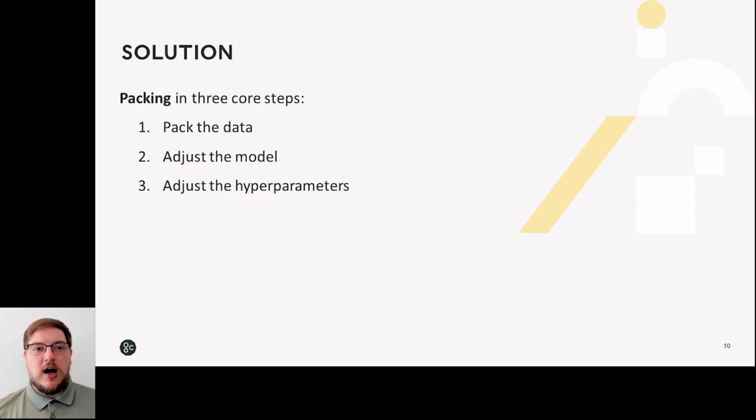So, how do we get rid of the padding? Our approach we call packing, and it consists of 3 core steps. First, we have to pack the data. This means we have to concatenate sequences. Second, we have to adjust the model to process the data correctly. Last but not least, we have to adjust the hyperparameters.